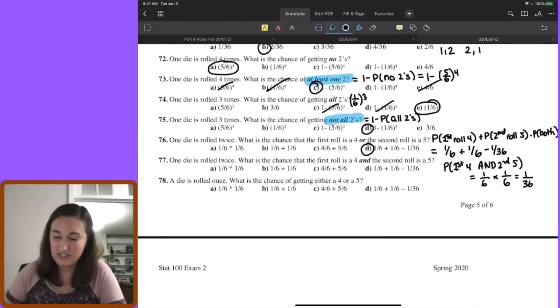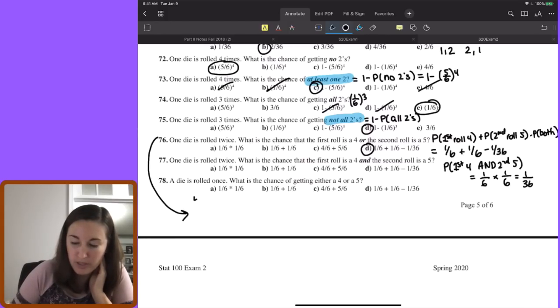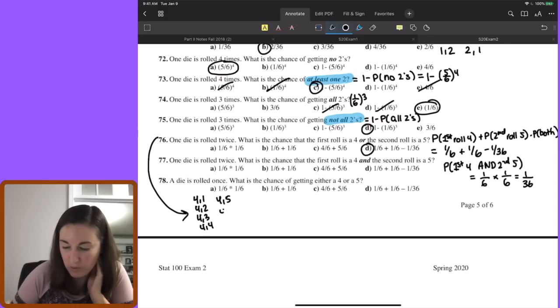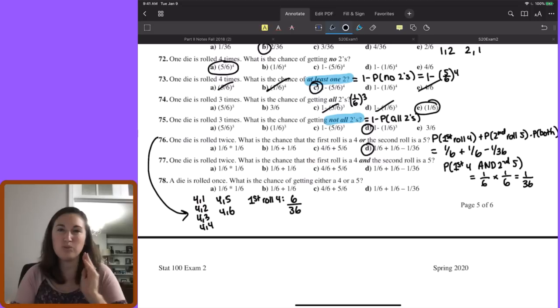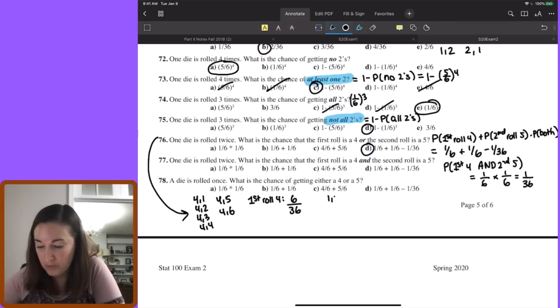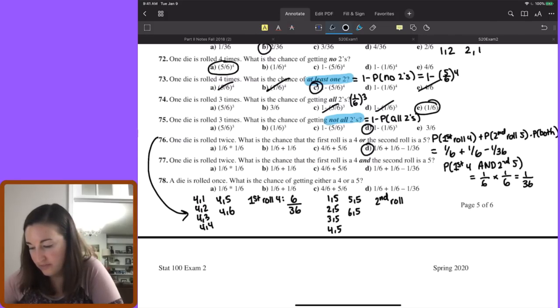You could also think of this, for question 76, as: what's the chance that the first roll is a 4? Well, you can get a 4 and a 1, 4 and a 2, 4 and a 3, 4 and a 4, 4 and a 5, or 4 and a 6. So the chance that the first roll is a 4 is 6 out of 36 options, which simplifies to 1/6. Or the chance that the second roll is a 5. Well, you could get a 1 and a 5, a 2 and a 5, 3 and a 5, 4 and a 5, 5 and a 5, or 6 and a 5. So the chance that the second roll is a 5 is also 6 out of 36.